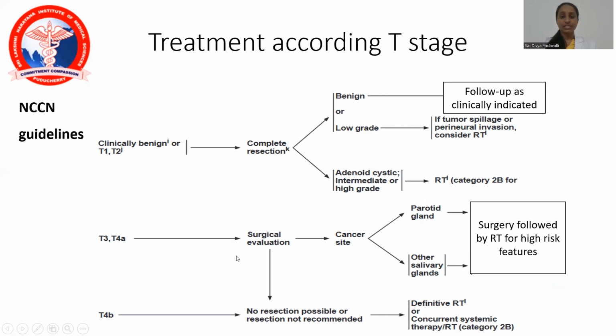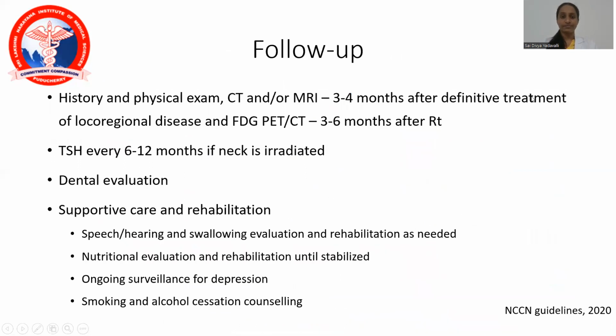So the mainstay of treatment is surgery for all stages, unless when dissection is not possible, in which case definitive RT may be tried. But in all other stages when dissection is possible, surgical dissection should be followed by RT if required, or follow-up. The follow-up examination should include history, physical examination, imaging with a CT or MRI 3 to 4 months after definitive treatment, and PET 3 to 6 months after RT.